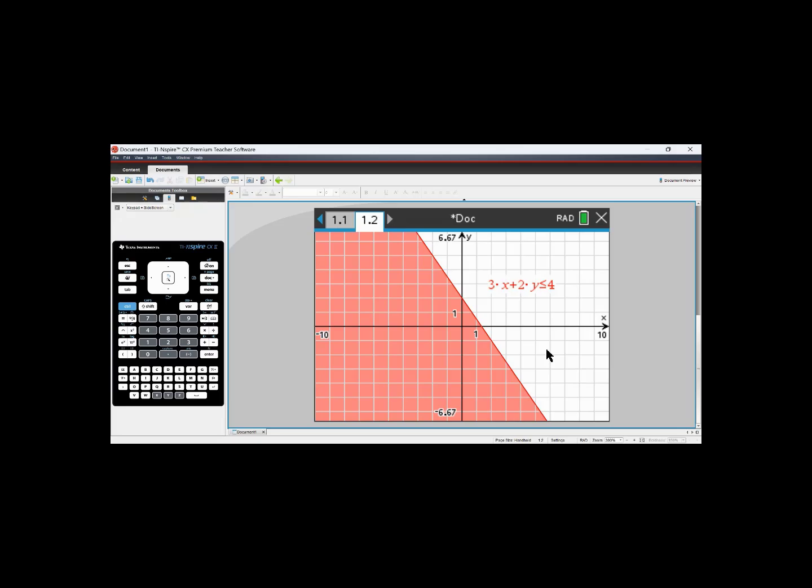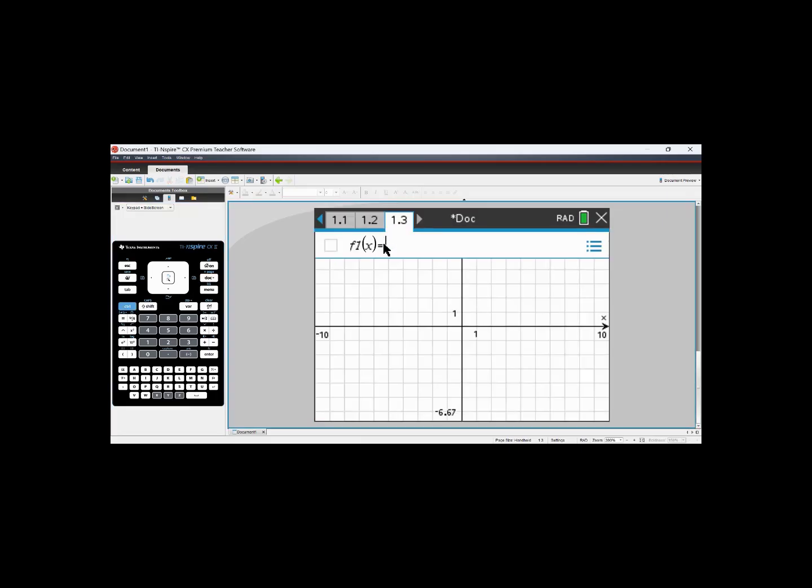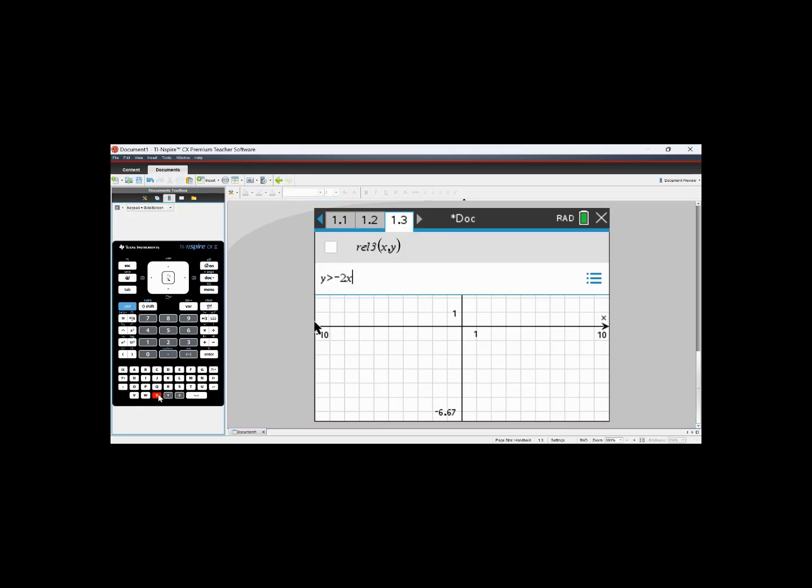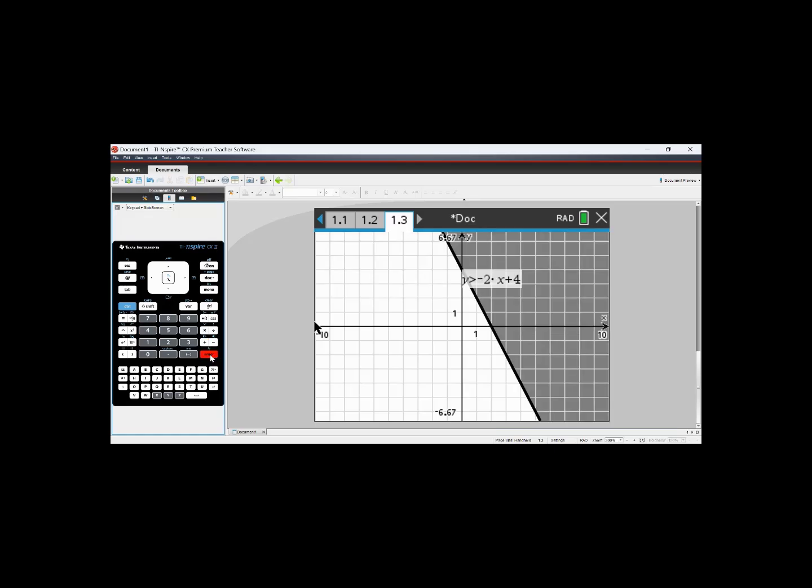So this is wonderful if you're not sure or you forget and you want to double check which way you should be shading. Is it solid? Is it dotted? Wonderful. We're going to add another page, Control Doc, and it's going to be a graph. Now we're going to look at the system. y is greater than negative 2x plus 4, and y is less than or equal to x minus 2. So we're going to backspace over the equal sign, and our first inequality was y greater than, so we're choosing choice 4, negative 2x plus 4. Okay. And let's hit enter.